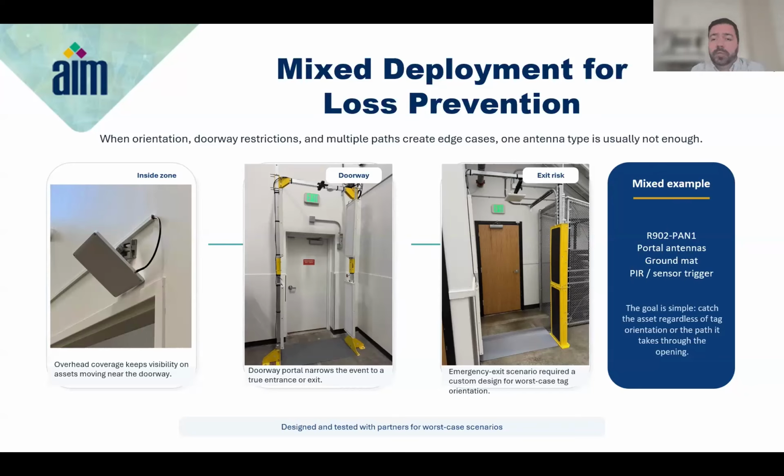Also, the very far picture on the right, that is an emergency exit. So if you look at that picture, we had to custom build this. And this is, again, that freestanding arch. You can see it's a half kit. We have ruggedized multilinear antennas on the right.